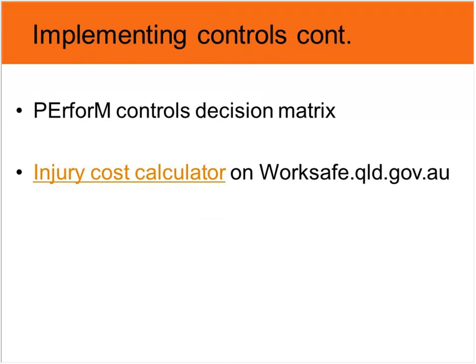Another really useful resource that can help in putting forward a business case around controls to management, particularly if you are looking at a control that there might be some initial cost associated with, is the injury cost calculator, which is on our website. And that has some example costs of potential injuries. So that information can be helpful when you're looking at a $3,000 or $4,000 overhead crane or a $20,000 or $30,000 injury. So that can help inform management of the costs that could be saved.